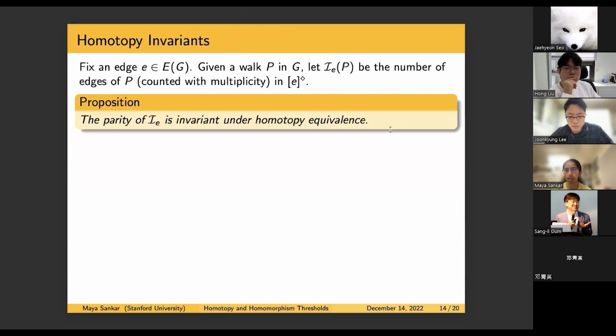C4 closures have a really nice property, which is that they let us define homotopy invariants. I'm going to mention a bunch of different homotopy invariants, but I want to prove at least one of them. So we're fixing an edge e, and given a walk p in a graph, we let I_e(p) be the number of edges of p that are in the C4 closure of e. We're counting edges with multiplicity because walks can repeat vertices and repeat edges, and we don't want to lose that structural information. So I_e mod 2 is a homotopy invariant.